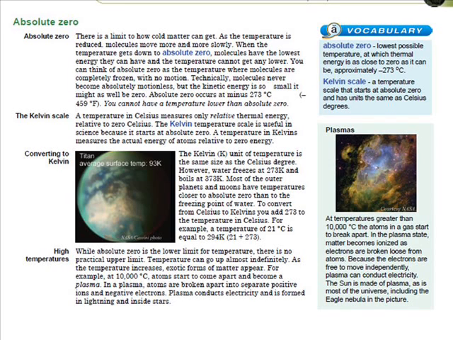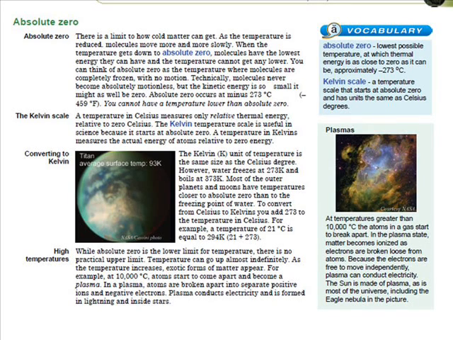Technically, molecules never become absolutely motionless, but the kinetic energy is so small it might as well be zero. Absolute zero occurs at minus 273 degrees C or negative 459 degrees Fahrenheit. You cannot have a temperature lower than absolute zero. A temperature in Celsius measures only relative thermal energy relative to 0 Celsius.